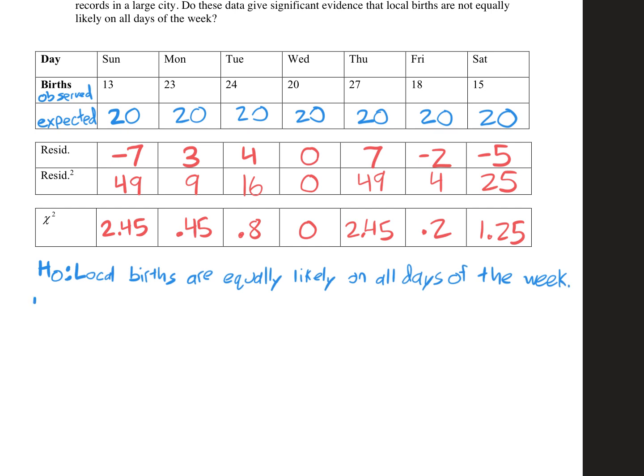And then our HA would be the opposite. Local births are not equally likely on all days of the week.